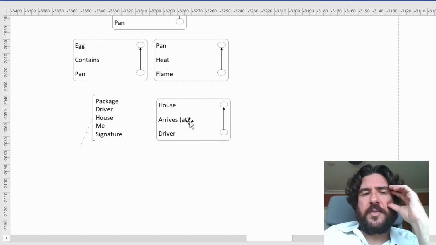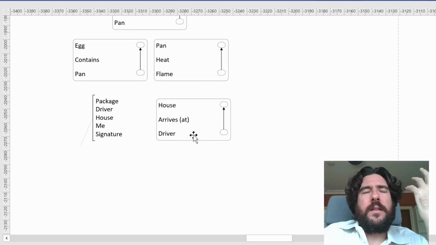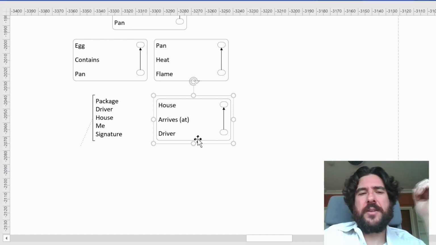All right, so the driver arrives at the house, and then let's say, let me ask you, what do you think is the next thing that's going to happen here? So the driver arrives at my house. What is the next thing that they're probably going to do?